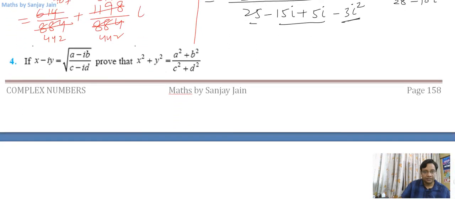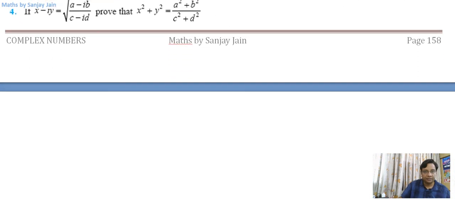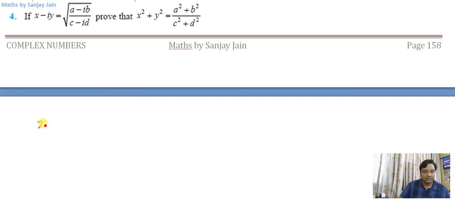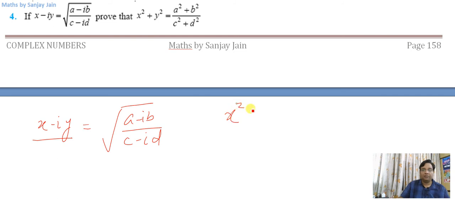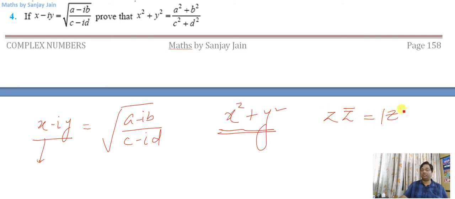This looks like a very simple question. For x minus iota y given equal to the square root of (a minus iota b) by (c minus iota d), I am looking for x squared plus y squared. So whenever I see something like this, I think about its conjugate. I think about this identity that we learned: z into z bar is equal to mod z squared.